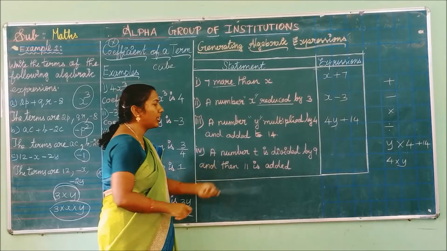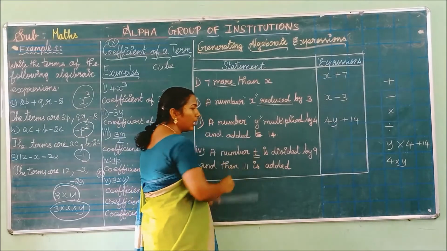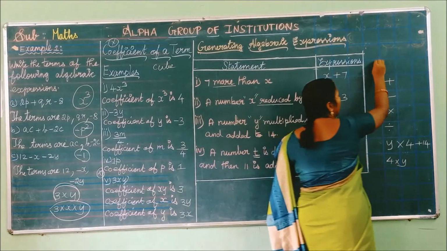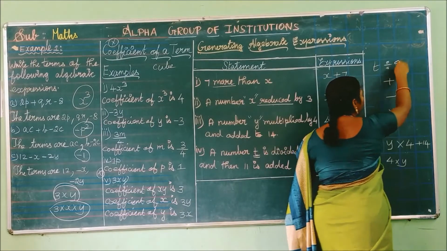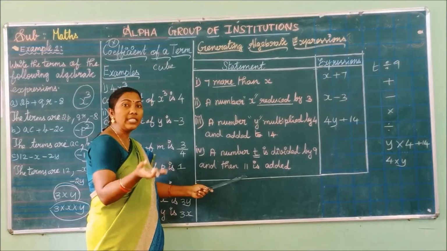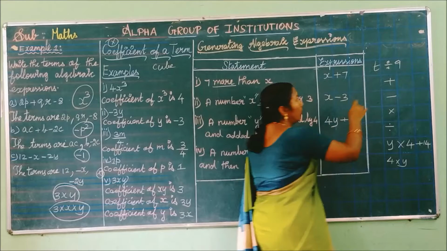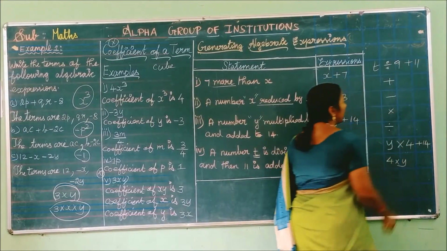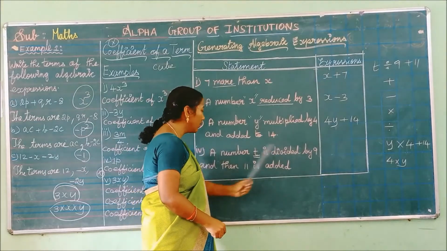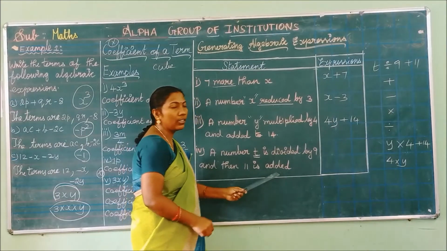A number t. Here our number t is divided by 9. Do you understand? And then 11 is added, so you have to add 11. See here: a number t is divided by 9 and then 11 is added.